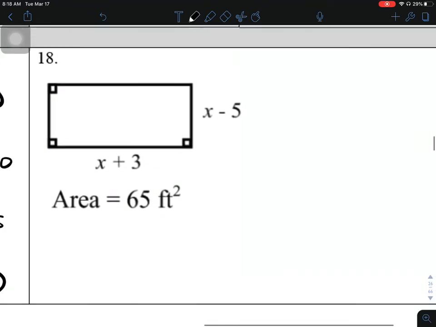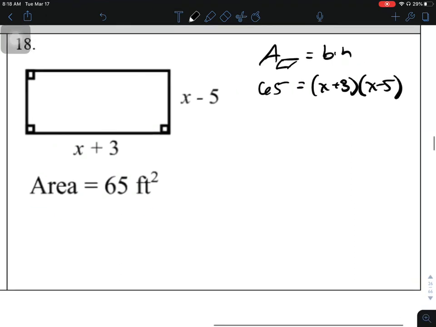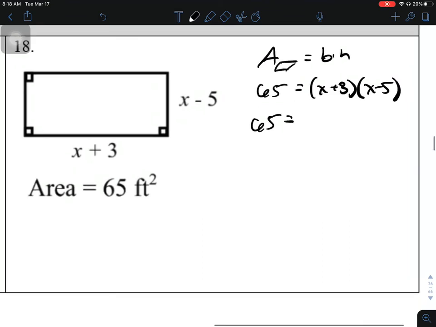Number 18. This is very similar. Area of a parallelogram, base times height. The area is 65. Base is the sum of x and 3. The height is the difference of x and 5. If you multiply that stuff out on the right using the distributive property, FOIL, box method, whatever you kids are calling it these days, we're going to get x squared minus 2x minus 15.